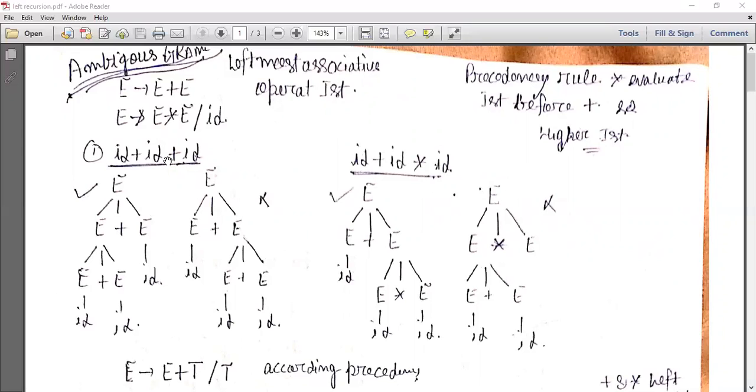And how to check the associativity? We discussed it. If E occurs on the left hand side of this particular plus, this is left associative. If E occurs on the right hand side, this is right associative. Now in this grammar, there is confusion: whether plus is left associative or right associative. So this grammar is an ambiguous grammar. So we will convert it into an unambiguous grammar.